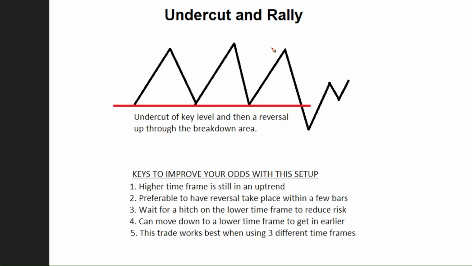The rules are: the higher time frame needs to be in an uptrend, just as I portrayed there with the moving averages. Secondly, we want this reversal to happen quickly. Now, I say a few bars. I would say within 5 bars. I mean, it can be down here for a month. If it's a weekly chart, you could do that and get back above, and I'm okay with it.